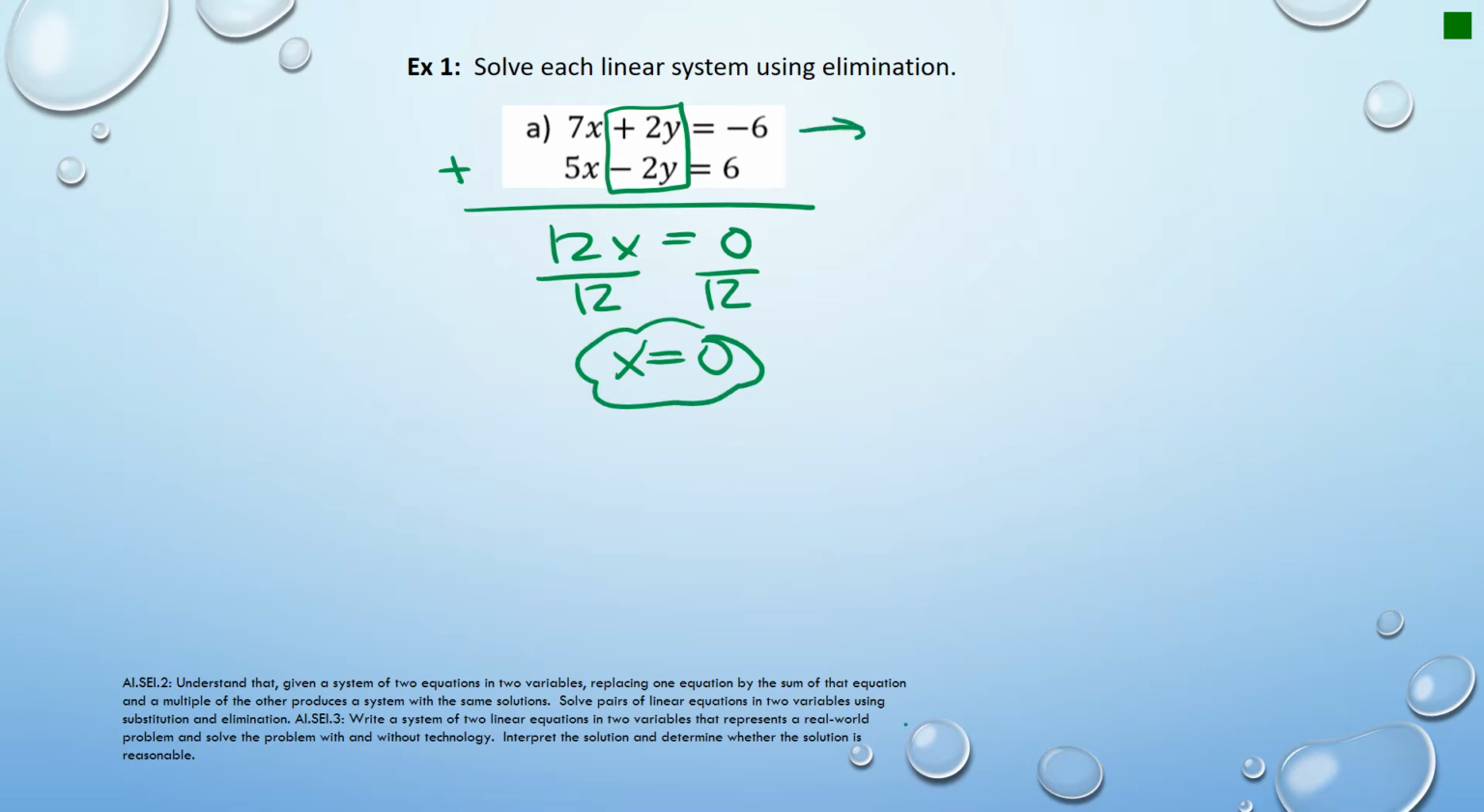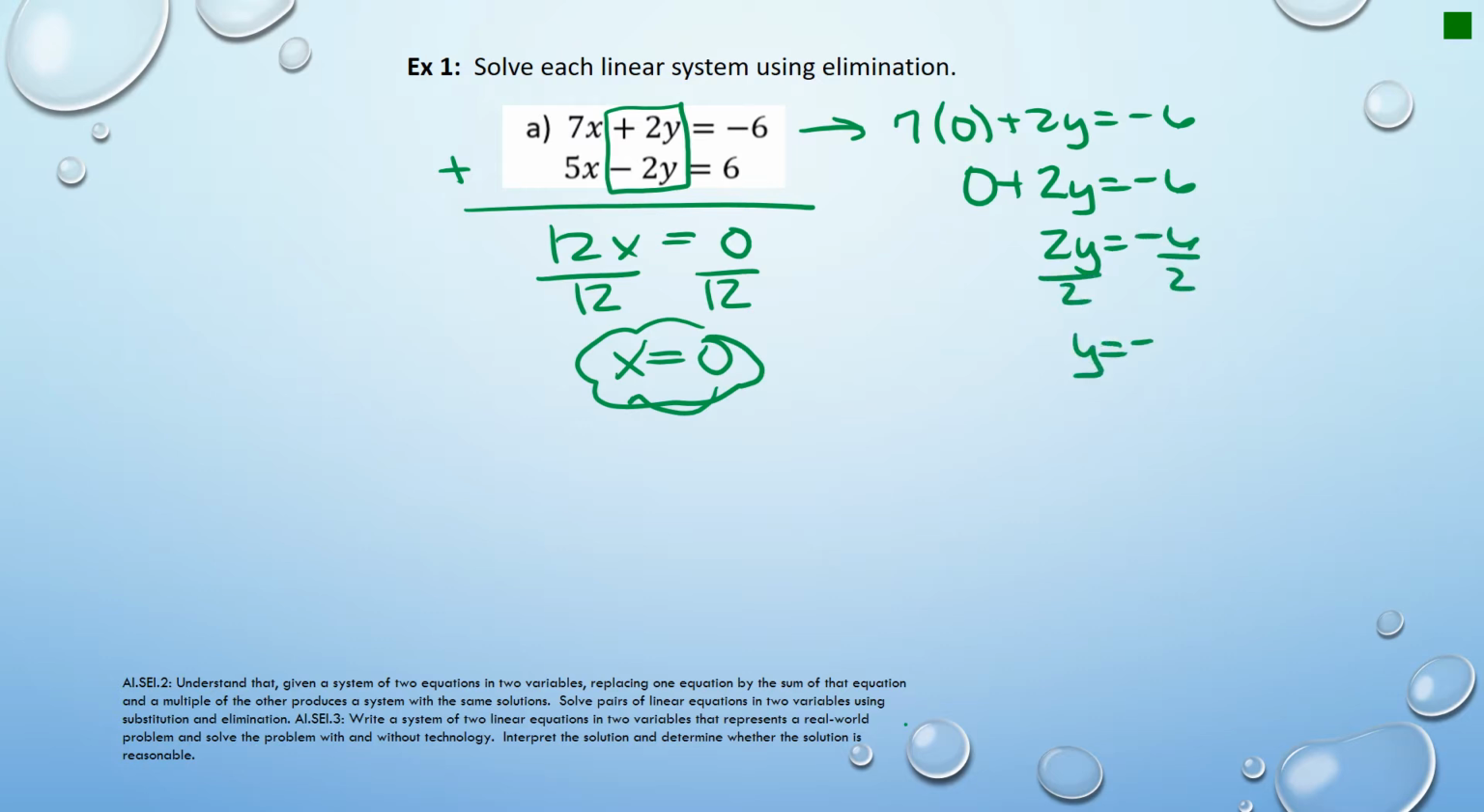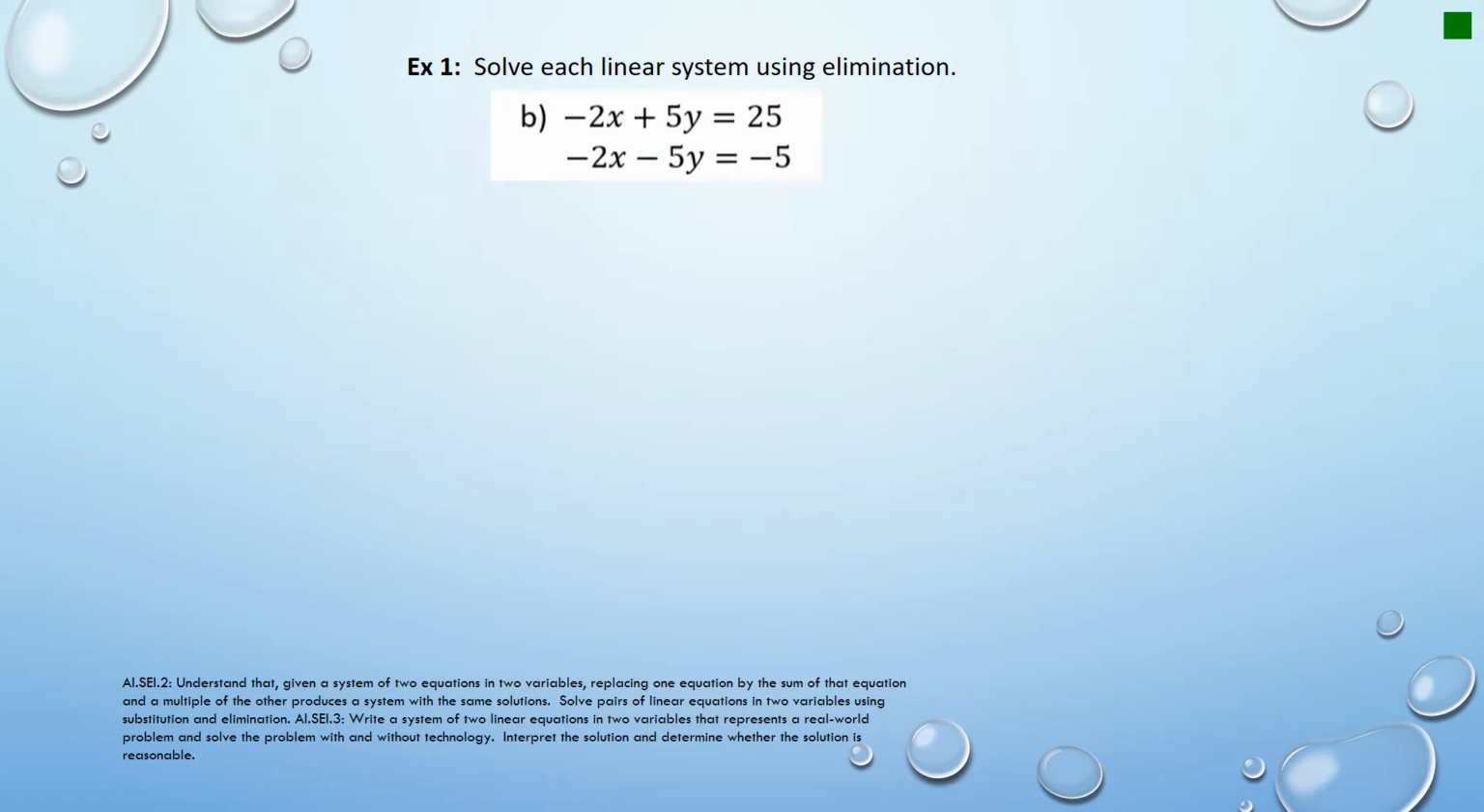I'm going to go into this top one and put 0 in for x. So it's going to be 7 times 0 plus 2y equals negative 6. 0 plus 2y is negative 6. So for the 2y, to get rid of the 2, I'm going to divide. So y is going to equal negative 3. My solution is the point 0, negative 3.